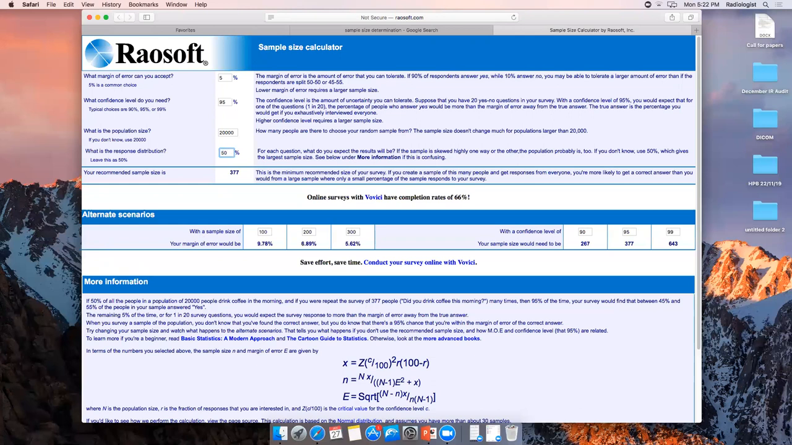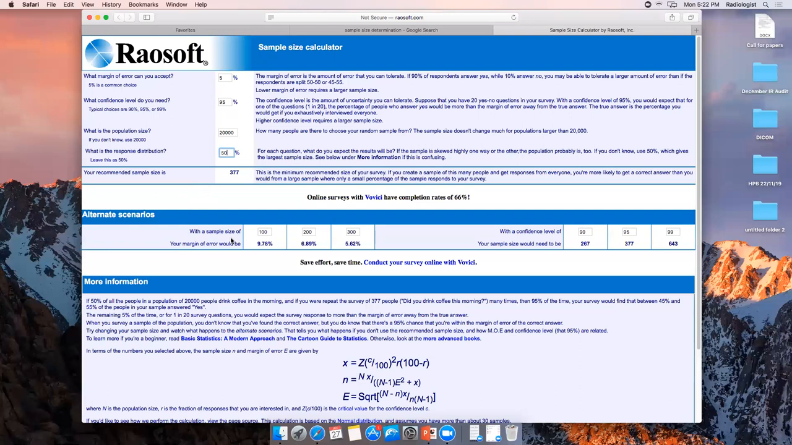So in general, when you're doing your literature review, if you're a semi-lazy person, you hope your literature review has smaller percentages and not percentages like 48 and 52, which are close to 50. Those are going to require larger sample sizes. But 377 in your department is nothing.